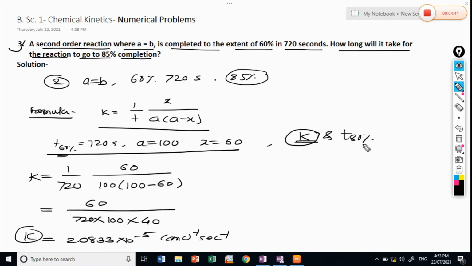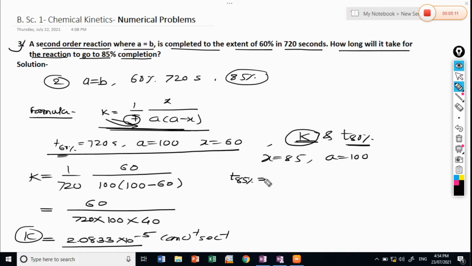Now since we have K, we can easily calculate the T80%. Now here for T80%, again the X is 85 and A is 100. We know the value of K is here, so we have to use this formula. Take T on this side and K on this side.